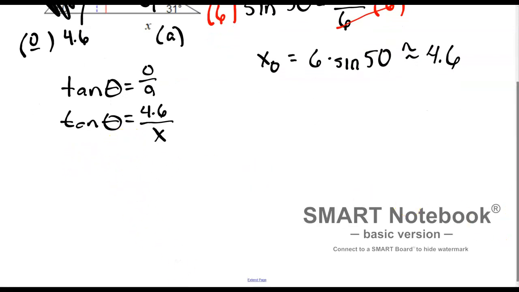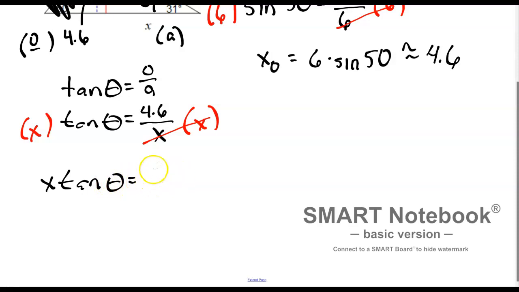Here it's another opportunity for us to apply our algebra. So we can solve for x. The first thing we do, since I'm dividing by x, I'm going to multiply by x, and it cancels. And I'm left with 4.6. And now since I want to solve for x, I need it all by itself. So you guys should know exactly what I'm about to do here. Divide by tangent. Now I forgot to plug in for theta. So I'll go ahead and do that now.